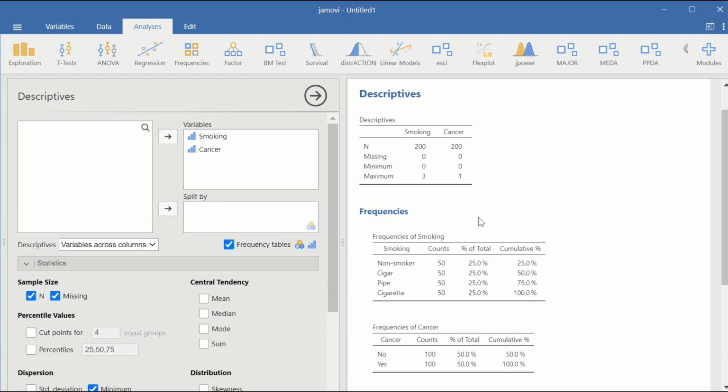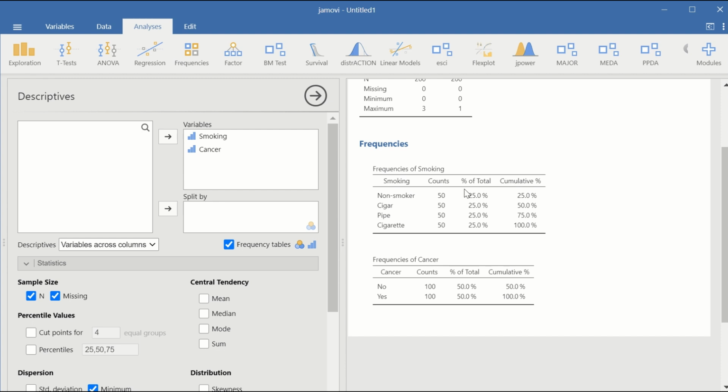Looking at the output here in the descriptives, the first table shows that there are 200 cases and no missing cases in both variables. For smoking, the minimum value is 0. 0 is assigned for those who do not smoke, and 3 for those who are in the last category, which is cigarette smoking. So 0 for no smoking, 1 for cigar smoking, 2 for pipe smoking, and 3 for cigarette smoking.